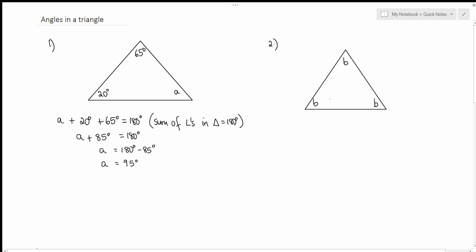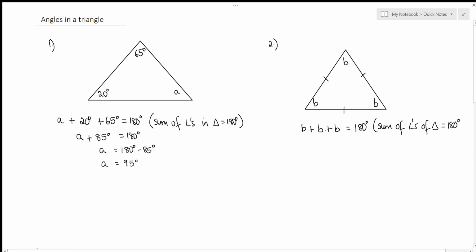Looking at number 2, we have B, B, B. If all the angles are the same, it means that this type of triangle is an equilateral triangle. And we know that angles in an equilateral triangle are equal. So if we had to work it out, it would be B plus B plus B equal to 180 degrees. My reason would be sum of angles of triangle equals 180.